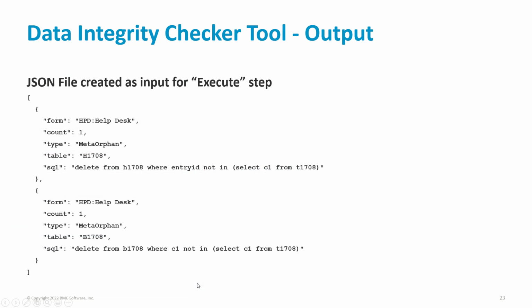The JSON file just looks like this. It's maybe as you expect. It's just a JSON formatted file that gives you the form that it found it in, the table that the problem was in, and the command that needs to be used to fix it. So you can see that if you were going to look at the JSON file and do some modifications, maybe you don't feel safe about certain forms or tables that you want to touch, you can remove those from the JSON file before you run the execute step.